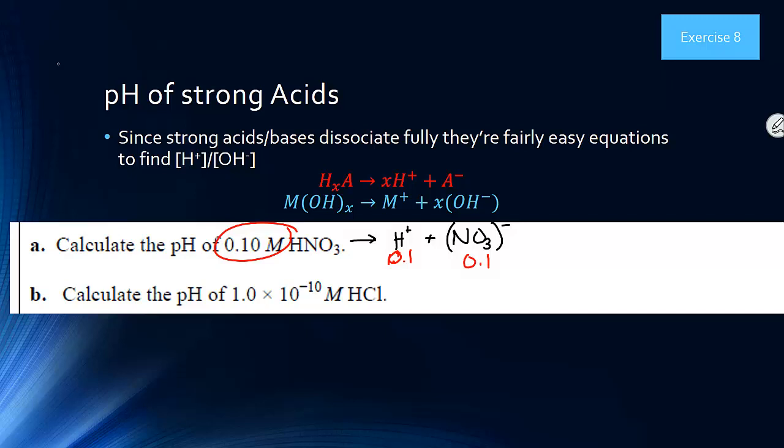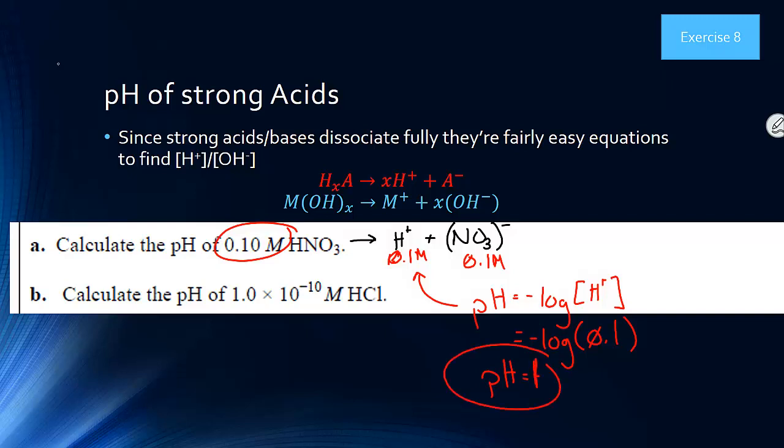Because for every one nitric acid that dissociates, I get one hydrogen and one hydronium. So if a tenth of a mole dissociates, I get a tenth of a mole of hydrogen and a tenth of a mole of the nitrate ion. In which case, if I want to determine the pH, pH equals the negative log of the concentration of the hydronium ion. So pH equals the negative log of the concentration of hydrogen, which again, since this is a strong acid, is the same as the concentration of the acid. So the pH of 0.1 molar nitric acid is 1.